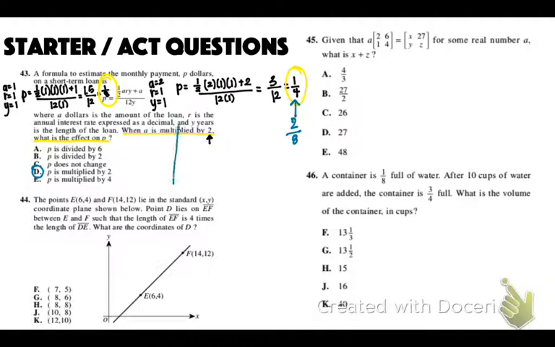Okay, this one. So the points E and F lie on the standard coordinate plane. D lies between them. We want to know where D is. So D is somewhere between these, such that the length of EF, this whole length, is 4 times the length of this right here.